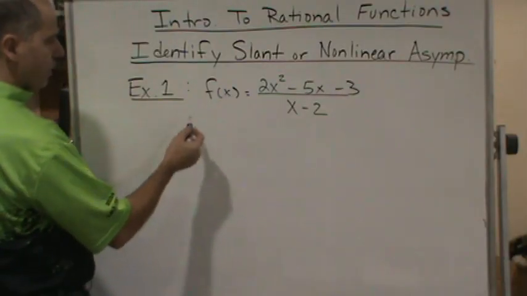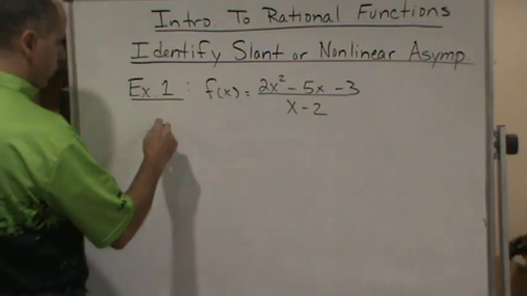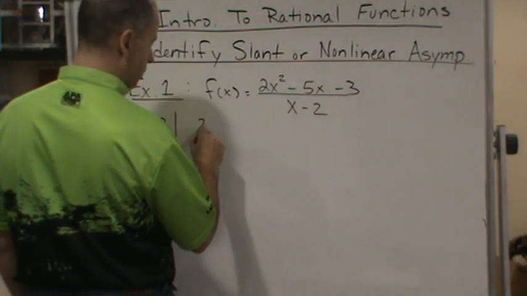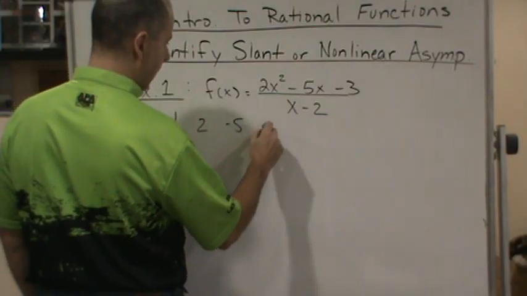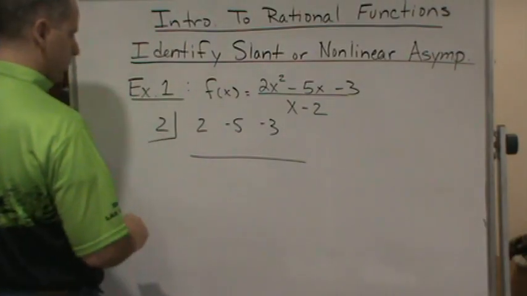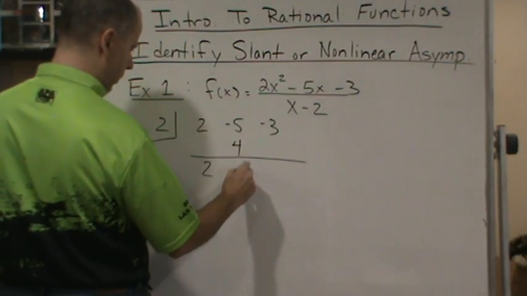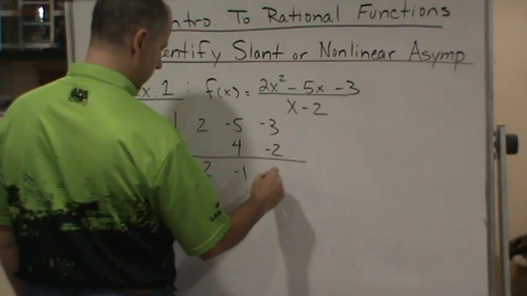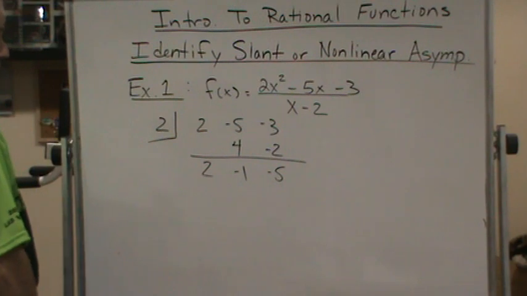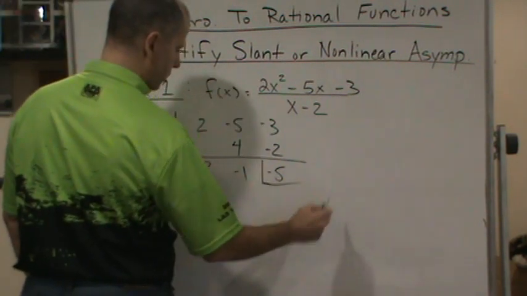So in this case here, it's going to be x minus c, right? So c is equal to 2. So we're going to use 2, and then the coefficients are 2, -5, and -3. And so now we're going to do our synthetic division. So it's going to be 2, 4, -1, -2, -5. Now we don't care about the remainder. Okay, so there's the remainder.